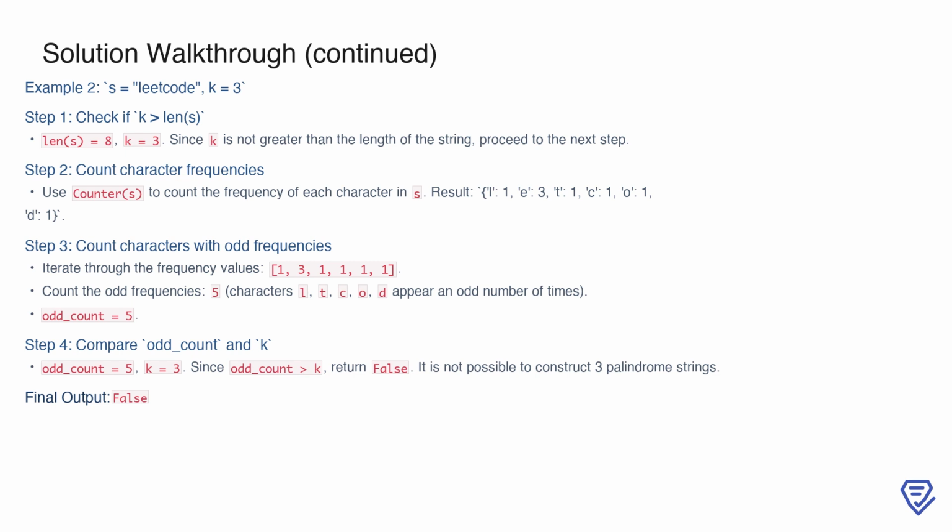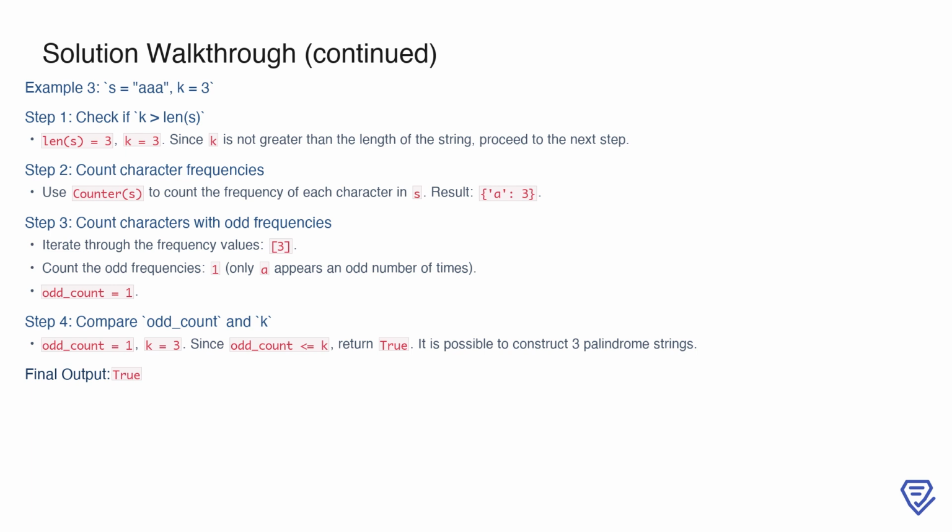Comparing odd_count with k, we find that odd_count is 5 and k is 3. Since odd_count is greater than k, it is not possible to construct 3 palindrome strings. Therefore, the output is false.